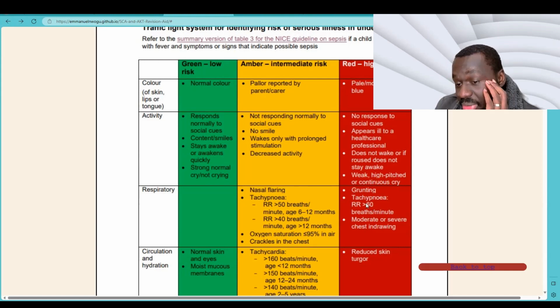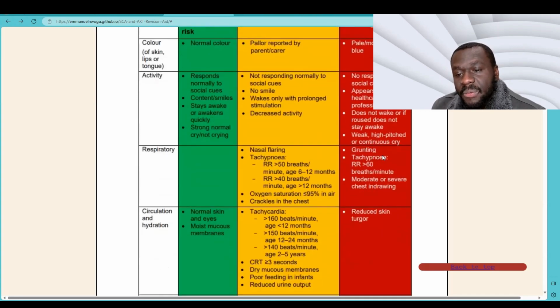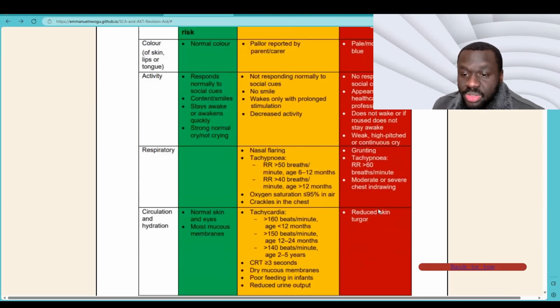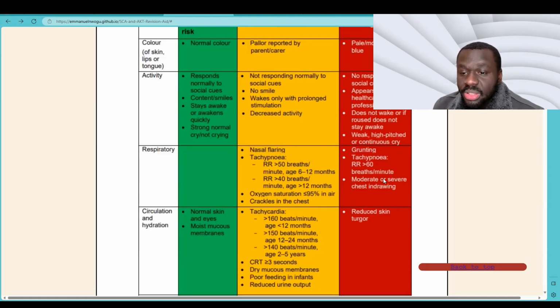The child is grunting, the child is tachypnoeic, with a respiratory rate greater than 60. Moderate to severe chest indrawing, with intercostal and subcostal retractions, even use of the accessory muscles of respiration, using the sternocleidomastoid and trapezius. The child is really struggling to breathe.